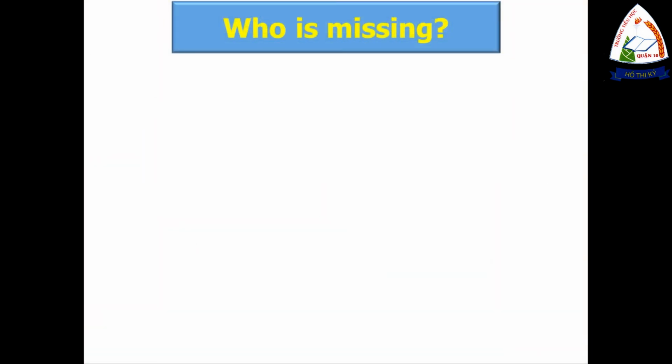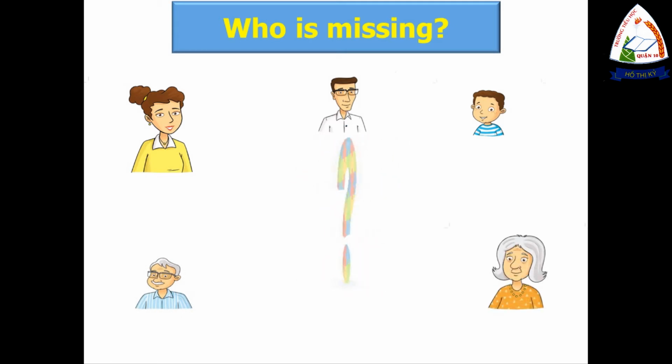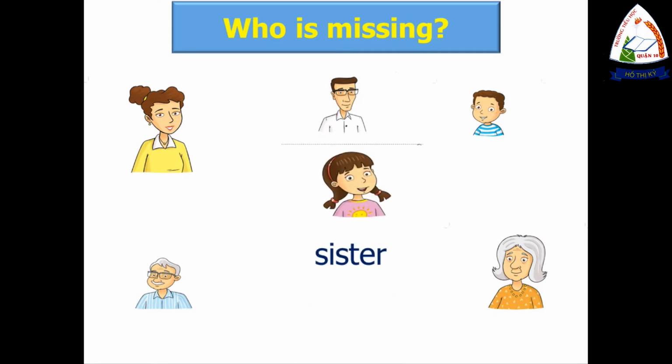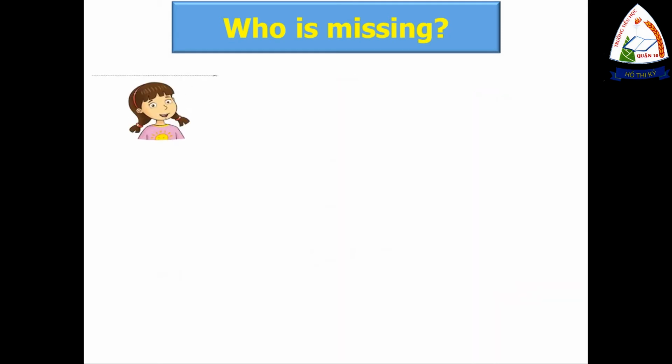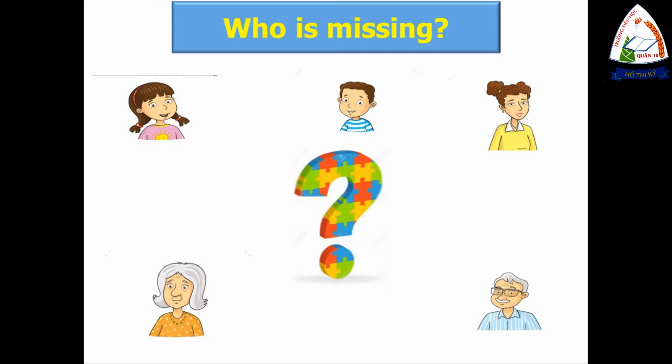Would you like to play a game? Who is missing? Let's start. Mom, Dad, Brother, Grandpa, Grandma. So, can you guess who is missing? Yes, Sister. Sister, Grandpa, Grandma, Brother, Mom. So, yes, Dad.